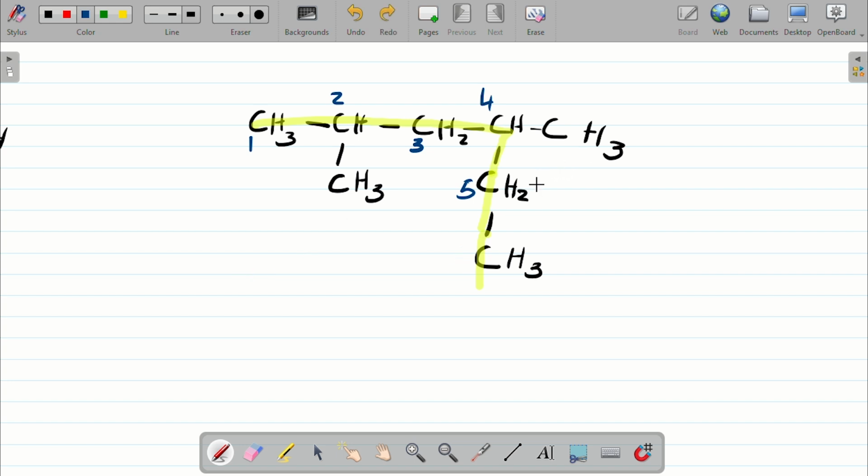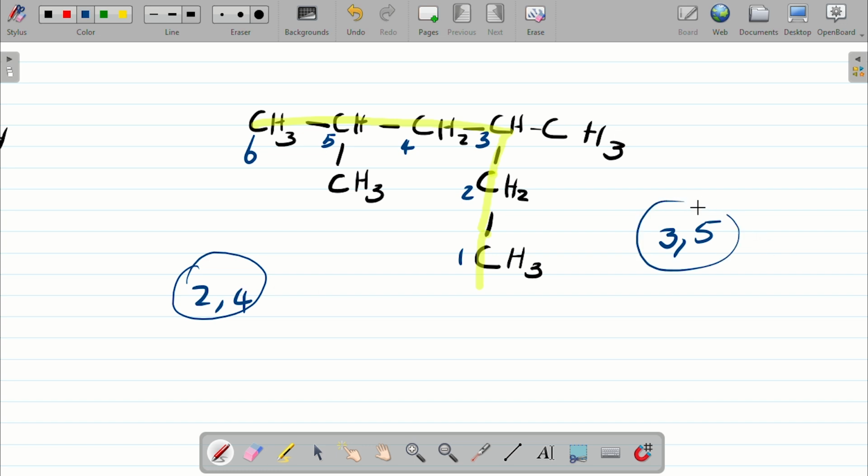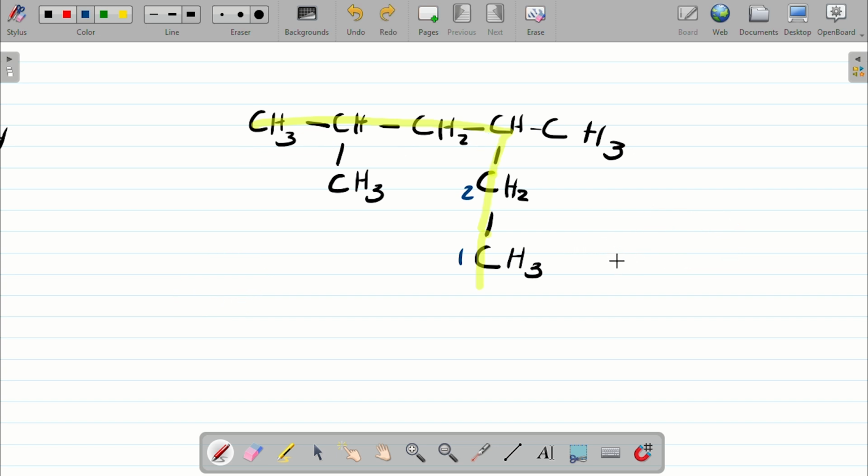If we numbered the chain from here, we'd have 1, 2, 3, 4, 5, and 6, which means we'd have a substituent on 3 and another substituent on 5 instead of 2 and 4. See, these two have lower numbers than these two. So you pick this instead of the higher numbers to decide how you're going to number the parent chain, or the carbons on the parent chain. So the right way to number this compound is from here to here. So 1, 2, 3, 4, 5. That means our substituents are on 2 and 4.